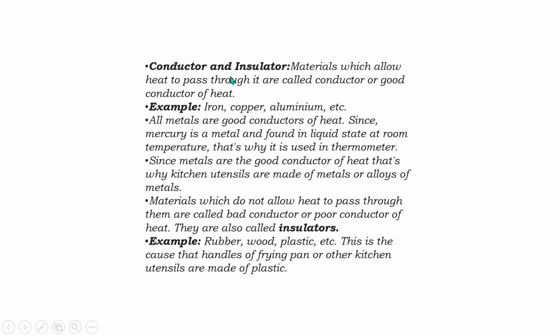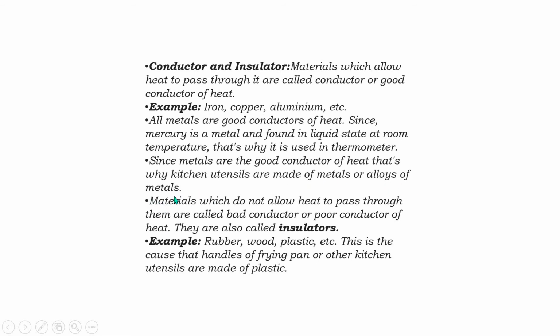And let's see conductors and insulators. First the conductors. Materials which allow heat to pass through them are called conductors and are good conductors of heat. Examples are iron, copper, aluminium. All metals are good conductors of heat. Since mercury is a metal found in liquid state at room temperature, that's why it is used in thermometers. Since metals are good conductors of heat, kitchen utensils are made of metals or alloys of metals.